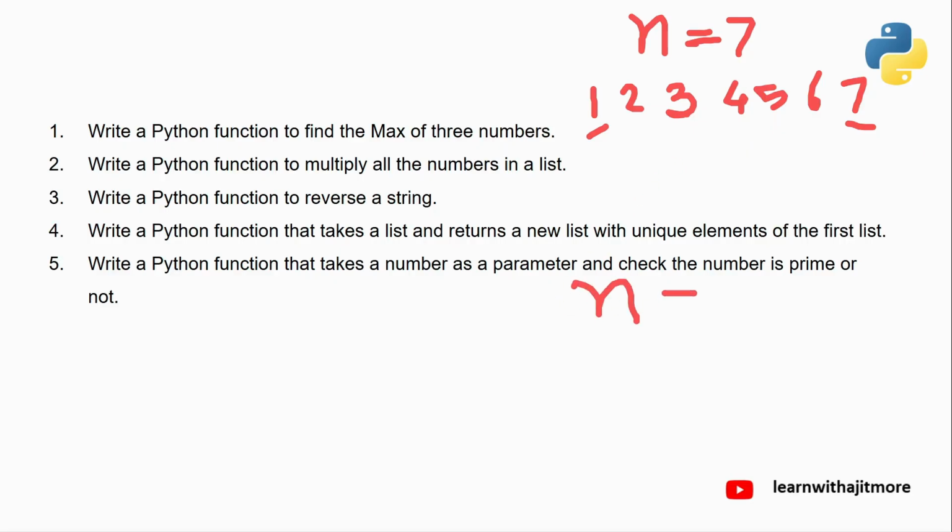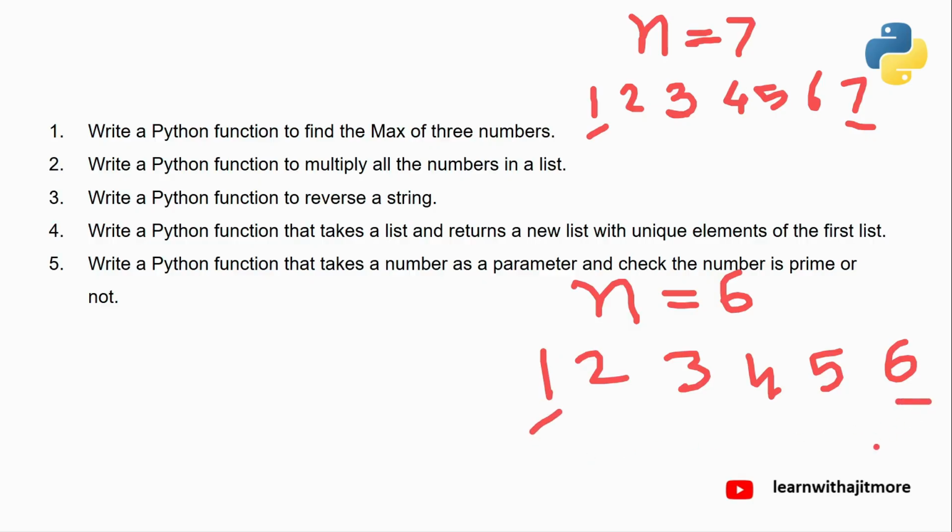Take another example, n equal to 6. So 1, 2, 3, 4, 5, and 6. If 6 is prime, it is supposed to be divisible only by 1 and 6, but it doesn't happen. It is divisible by 2 also. Is 6 divisible by 2? Yes. And therefore 6 is not prime.